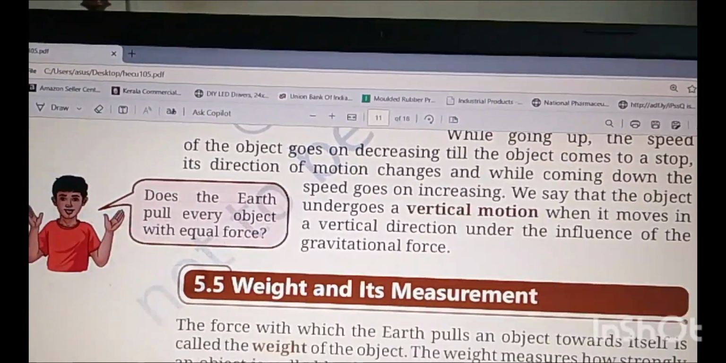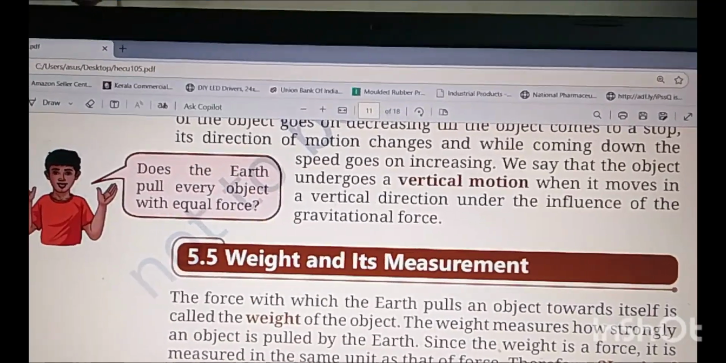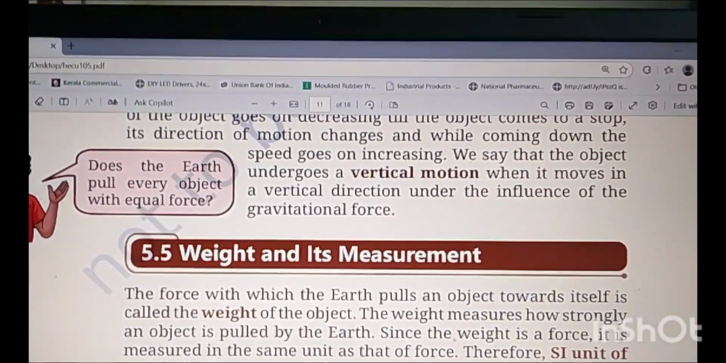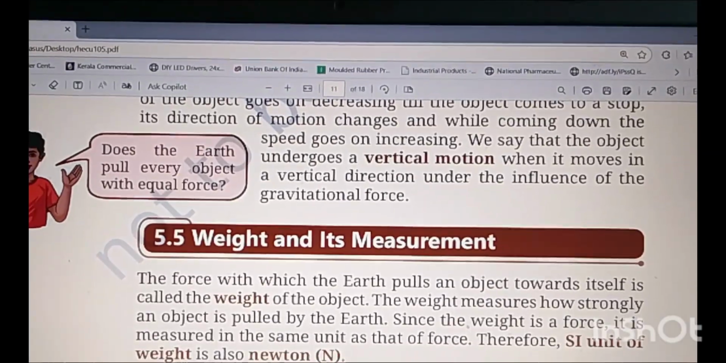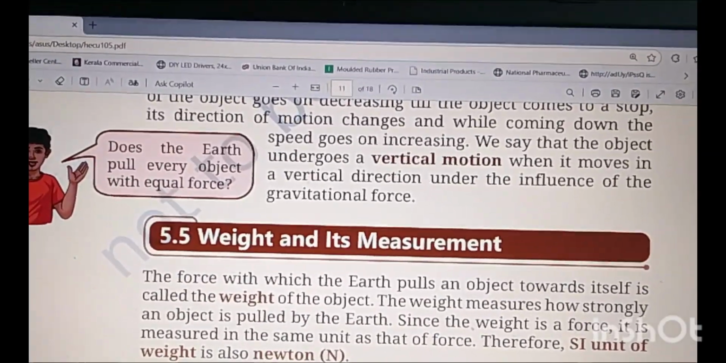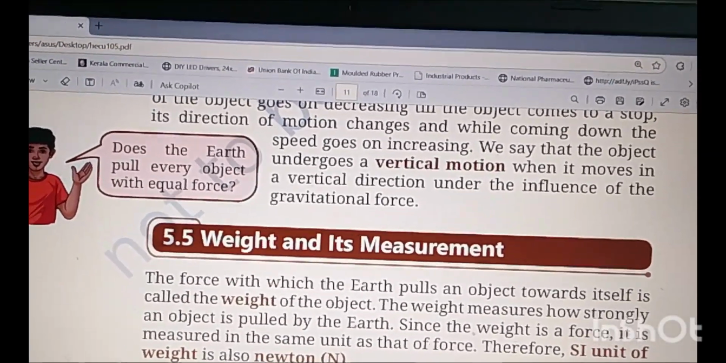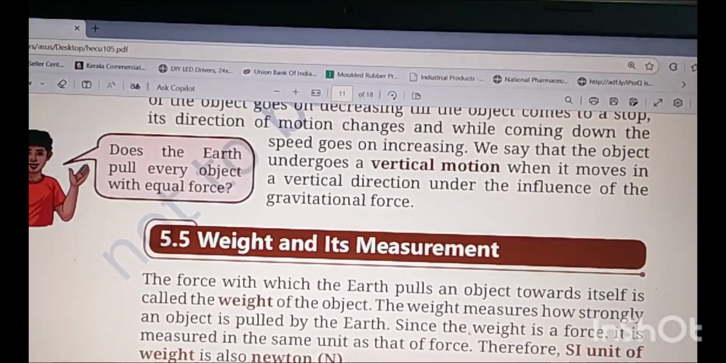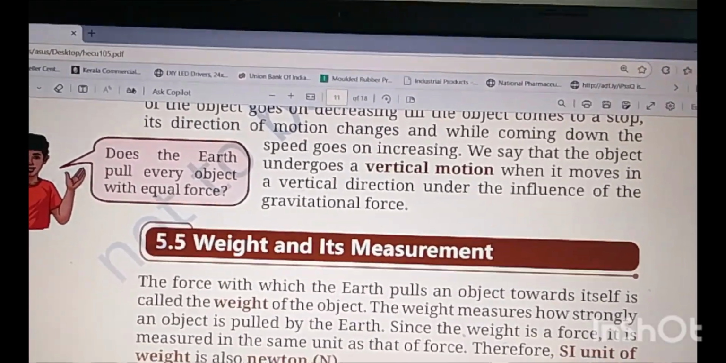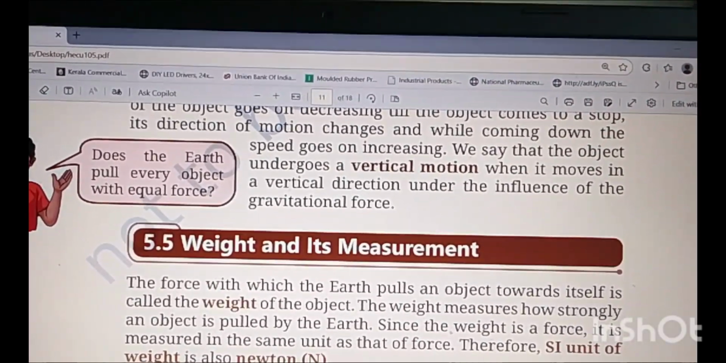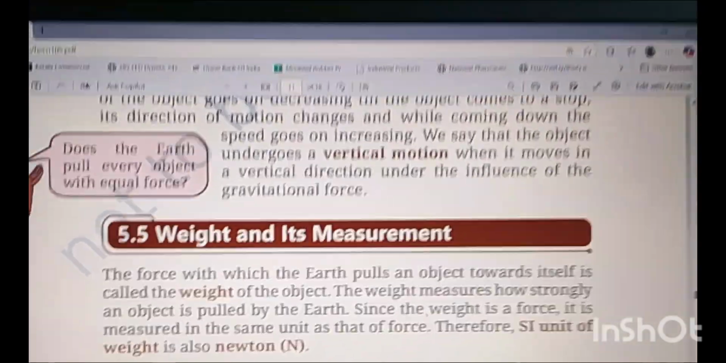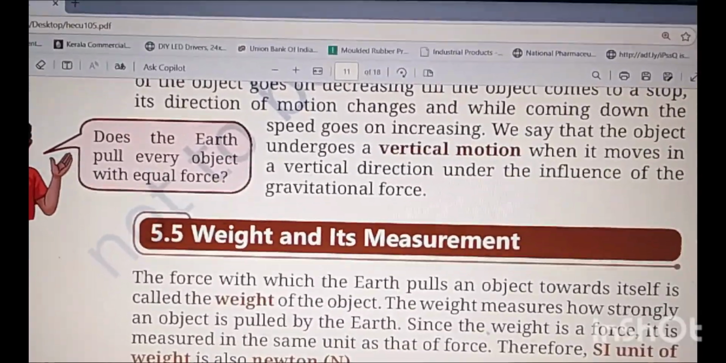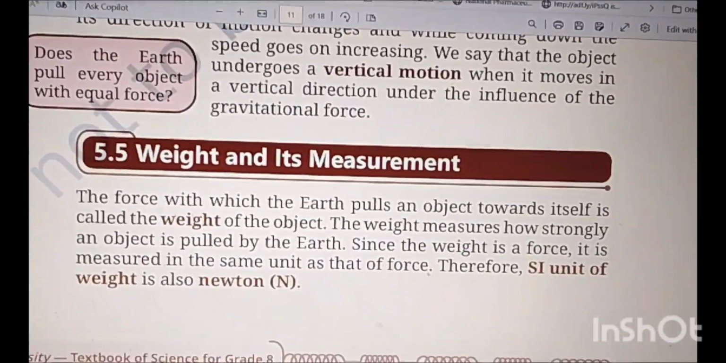Next is weight and its measurement. So what is the difference between mass and weight? We know mass means the amount of matter that is contained in an object. Its SI unit will be gram or kilogram. We already know. But the weight is the force with which the earth pulls an object towards itself. It's the weight. Its SI unit is Newton, capital N.